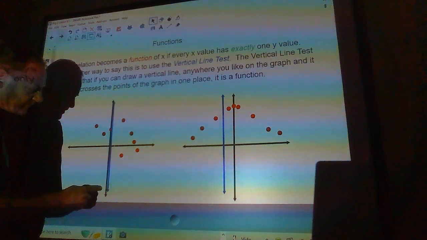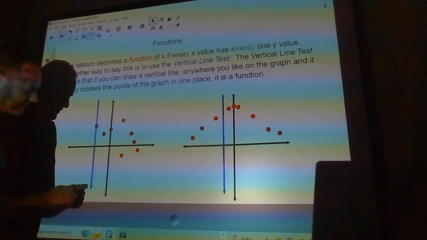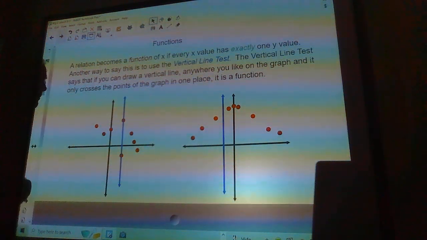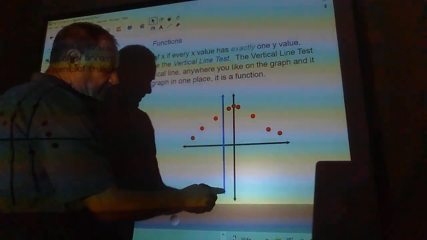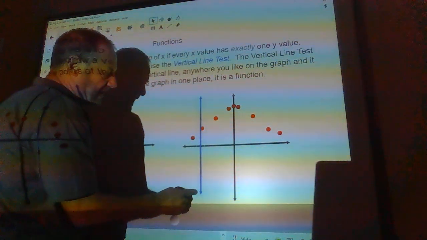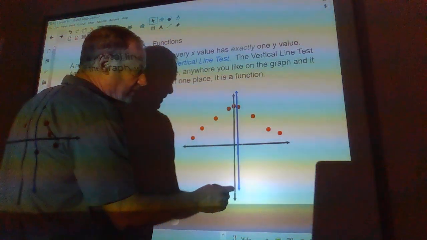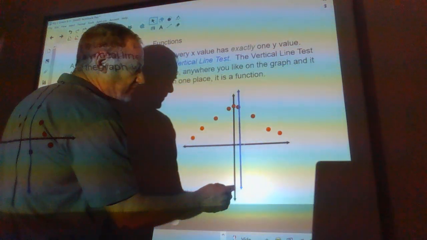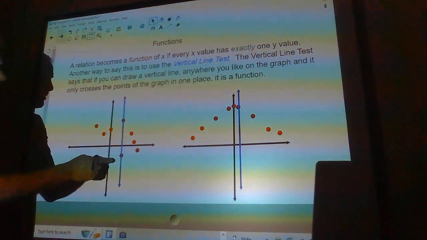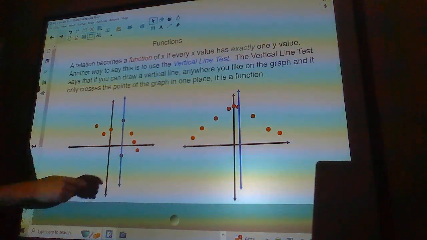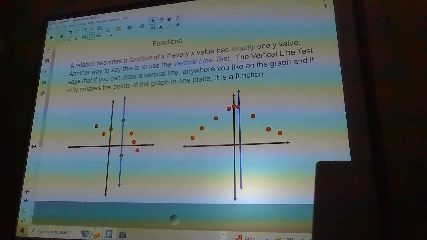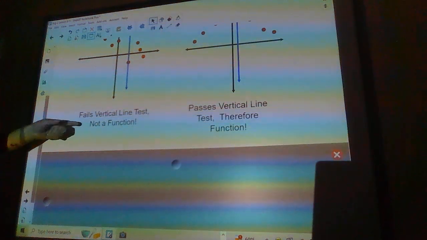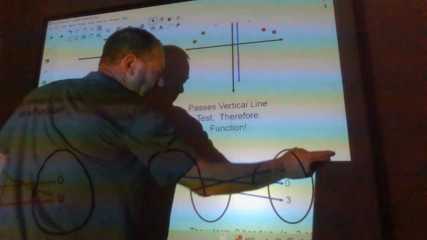So like here, I draw a vertical line. It passes through the graph once, twice. That is not a function. If I take this vertical line and I pass it through all the points on the graph, it will only ever cross through one y value at a time, and so this would be a function. So not a function because of this. It's got two y values. This only ever has one y value for each x, so it is a function. So this fails the vertical line test. This one passes the vertical line test.